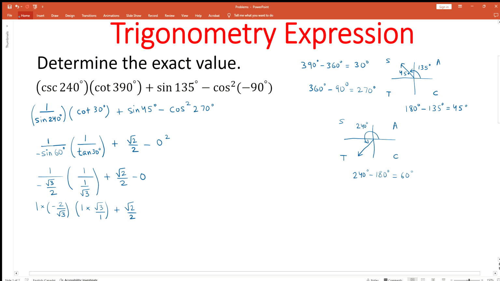We can ignore the 0. Now we can multiply the terms. 1 times negative 2 over square root 3 is equal to just negative 2 over square root 3. And 1 times square root 3 over 1 is just square root 3.